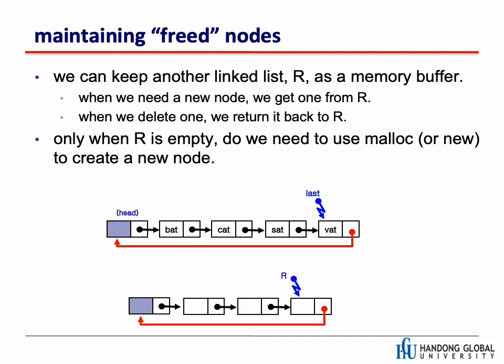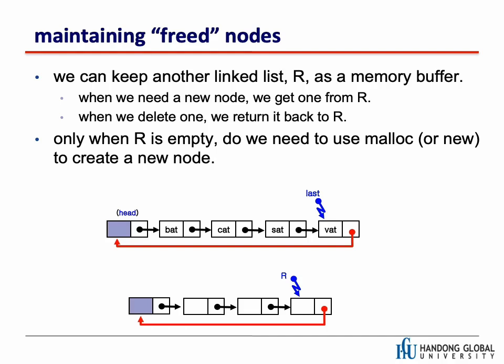So here's the deal. We can keep another linked list R as a memory buffer. In this slide, the second circular list is R, the memory buffer. Our main circular linked list is the first one, the upper one. When we need a new node, we will get one from R, the memory buffer. So we don't need to allocate memory space. Instead, we just change the link.